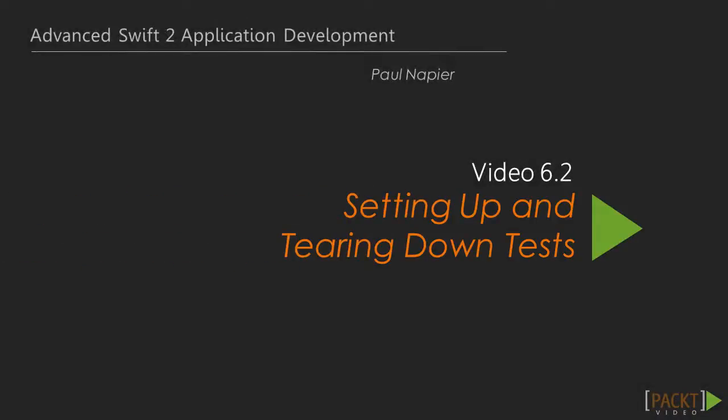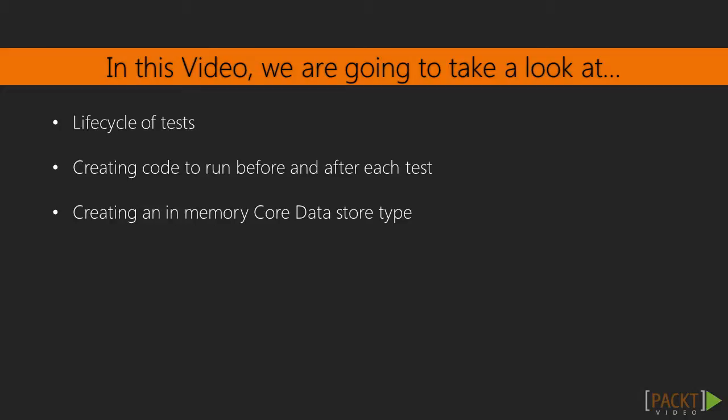In the previous video, we added in a test target. Now we're going to have a look at how we can set up and tear down before and after our tests. So we'll have a look at the life cycle of tests, having a look at setting up and tearing down. Then we'll create the code to run before and after each of our tests. And we'll create an in-memory core data store type so that we can allow the core data to simply sit in memory rather than on disk.